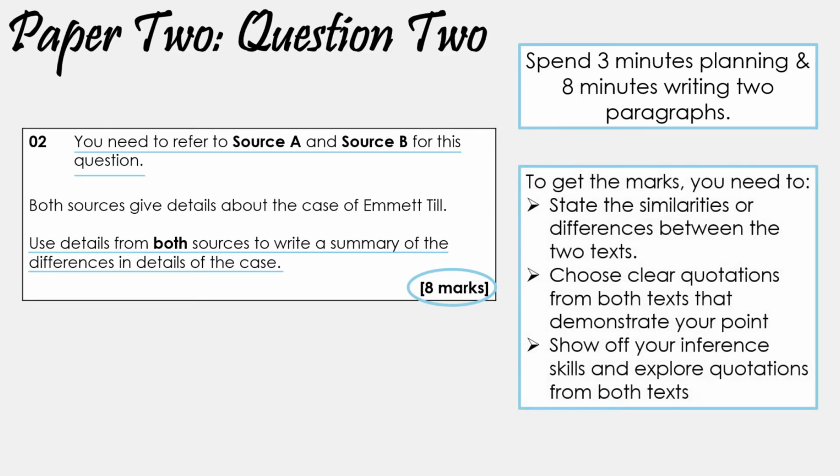So, in order to get the marks, you need to state the similarities or differences between the 2 texts, dependent on what the question asks you. You need to use a range of quotations from both texts. Keyword there is both. To get above half marks, you have to discuss both texts. And then you need to show off your inference skills and explore the quotations from both texts. So just explaining how the quotation you've picked is relevant and how it is similar or different from the other source.